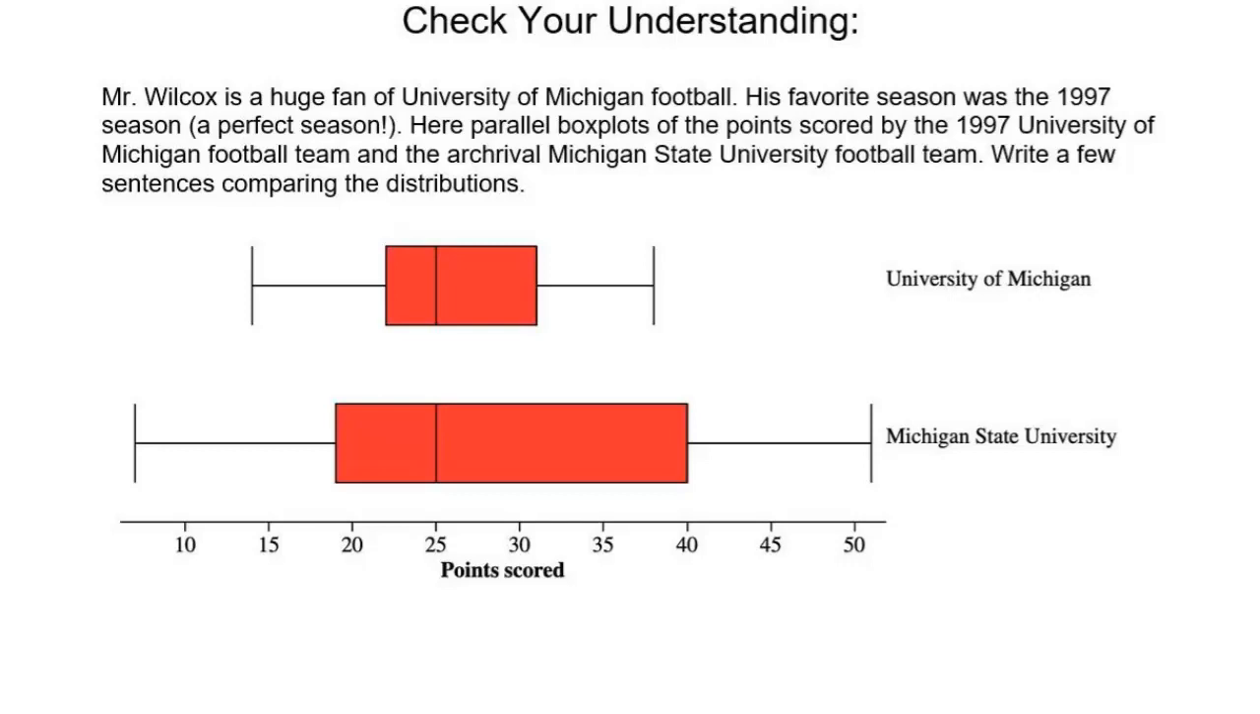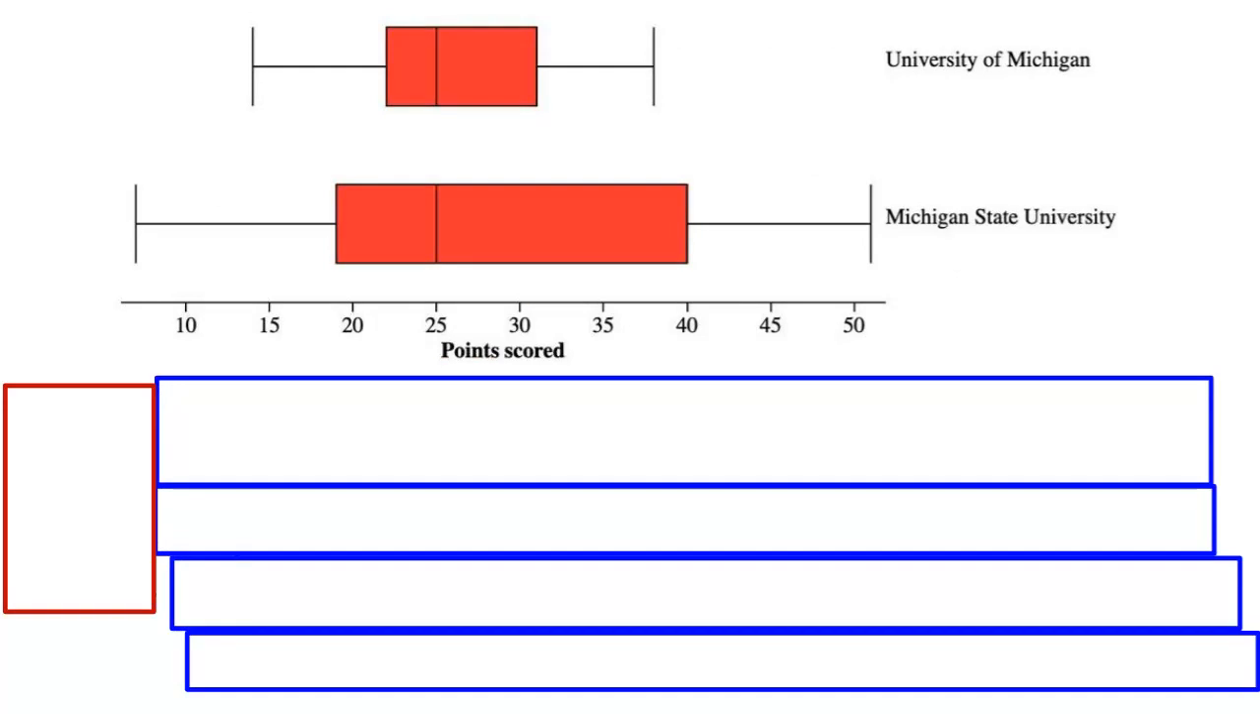Also skewed to the right. The median is very clearly closer to the left-hand side of the box. Is one of them more skewed than the other? Yes, which one's more skewed? Yeah, Michigan State is much more skewed. So in this case, I can make a comparison there on the shapes. They are a little bit different.